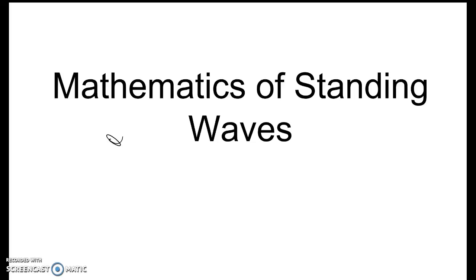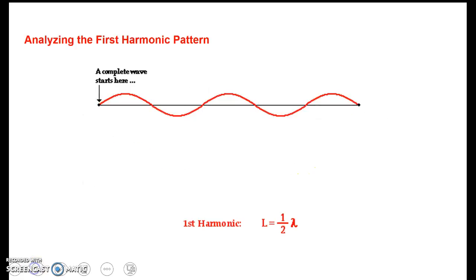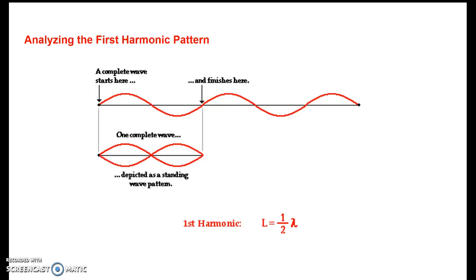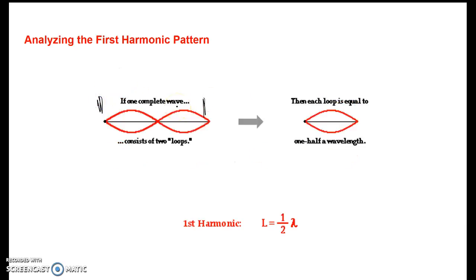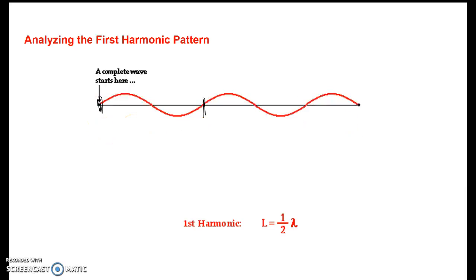Last video on standing waves is going to talk about the math of standing waves. You knew there had to be math here somewhere. So, obviously the first harmonic pattern, we can see what's going on here. Wave starts here and finishes here, right? One crest, one trough, one wavelength. One complete wave consists of two loops. Then each loop is equal to 1/2 wavelength. And you can read through this.